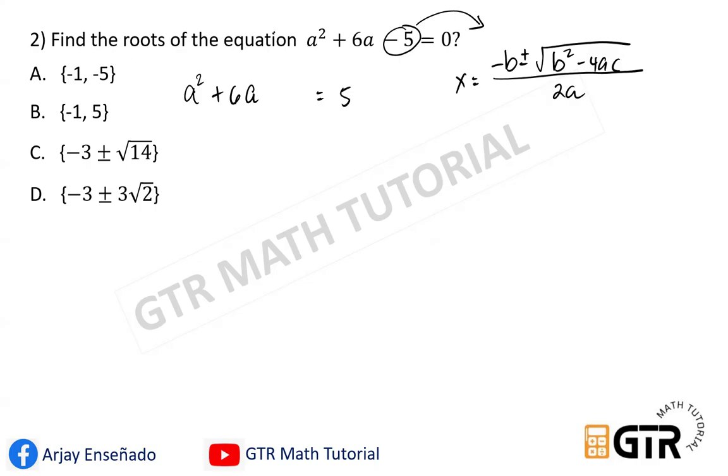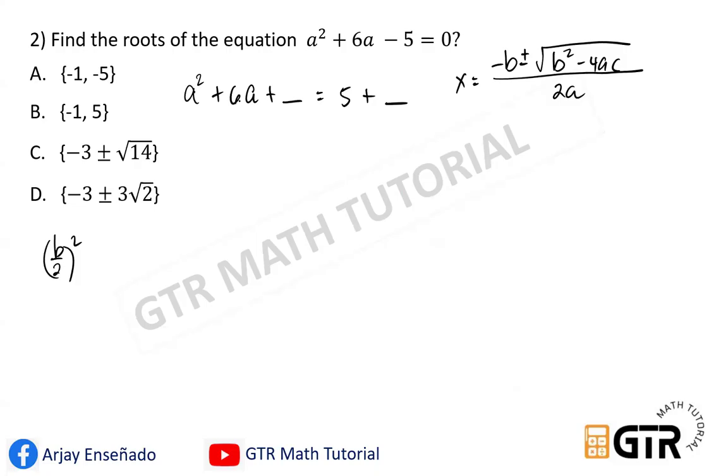In this type of example, I will use completing the square because it is easier when the middle term is even. If the middle term is an even number and the coefficient of a squared is just 1, it's easy to use completing the square. In completing the square, we just divide the middle term, so we have b over 2 squared. We need to add b over 2 squared on both sides.